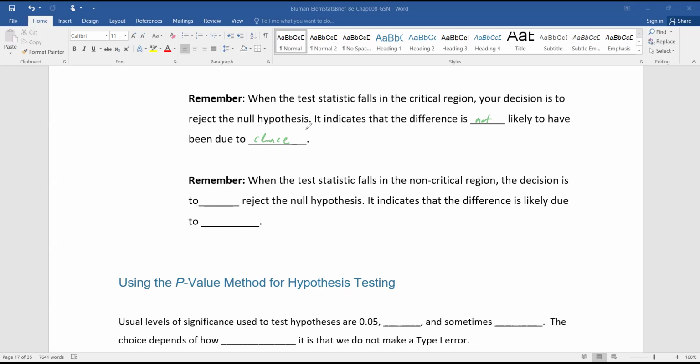Also remember, when the test statistic falls in the non-critical region, the decision is to not reject the null hypothesis, and it indicates that the difference is likely due to chance. All right. So we're saying that 0.45 just happens to be the babies that you chose, and really it is probably 29 inches.